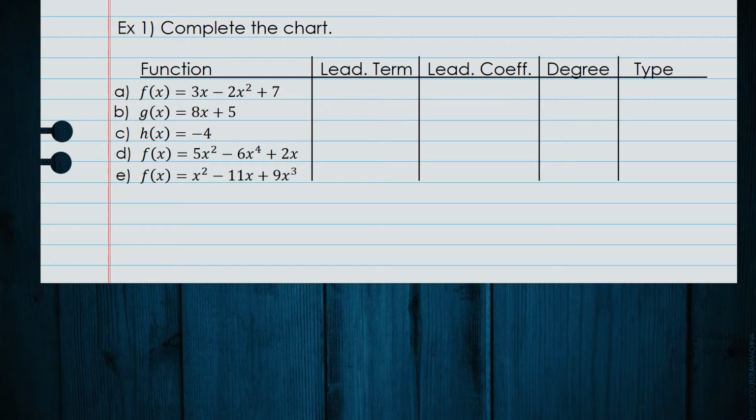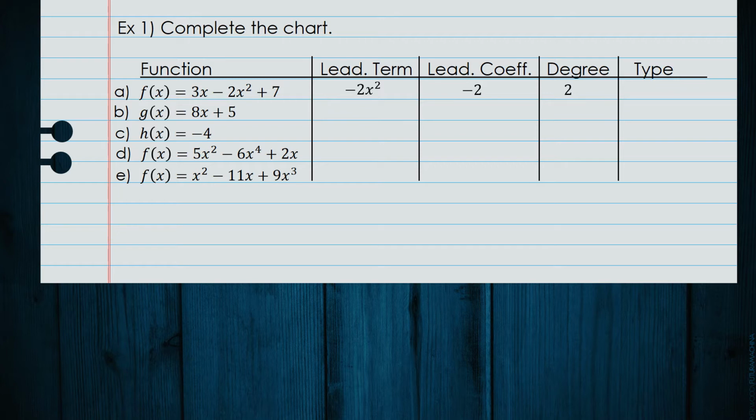All right, so looking back at example A, we want to find the leading term. Now, keep in mind the leading term does not simply mean the one in front, it means the one that has the highest power. And so for A, our leading term is negative 2x squared. Now looking at the leading term, we identify the leading coefficient, which would simply be negative 2. Again, looking at the leading term, we want to identify the degree, which simply means the highest exponent, which is a 2.